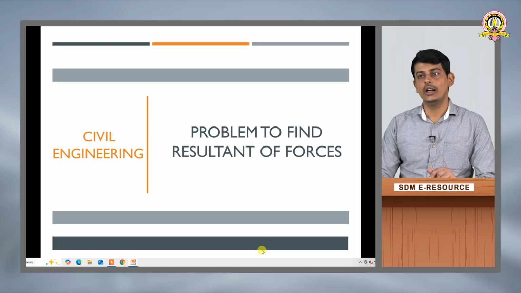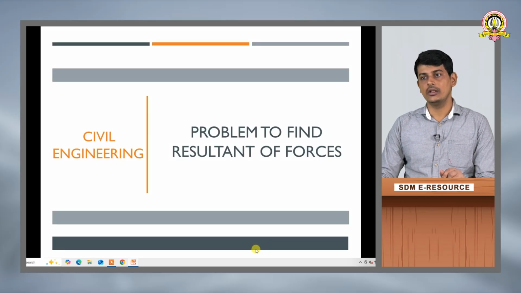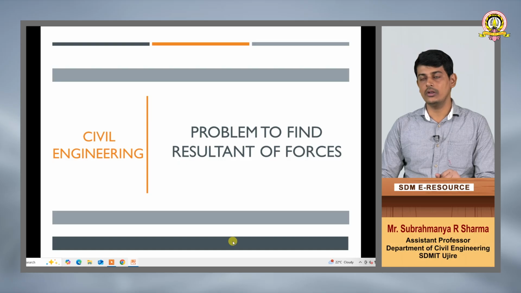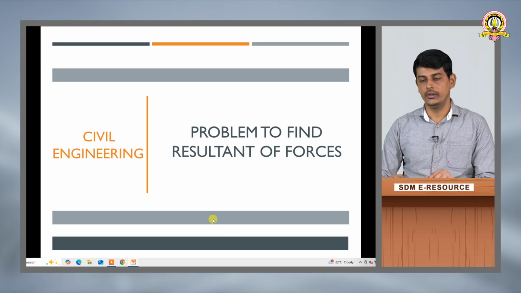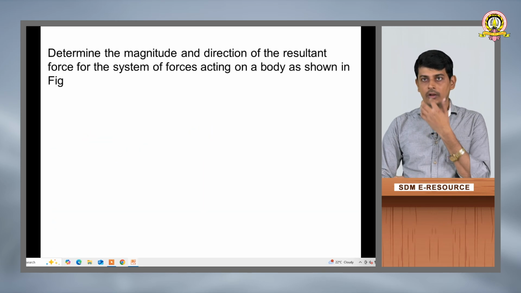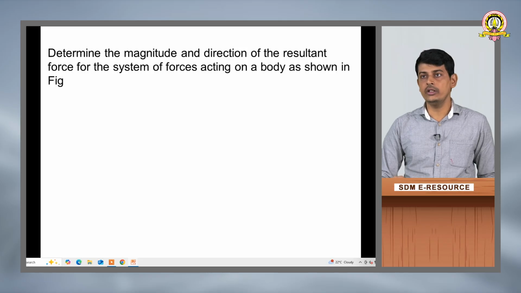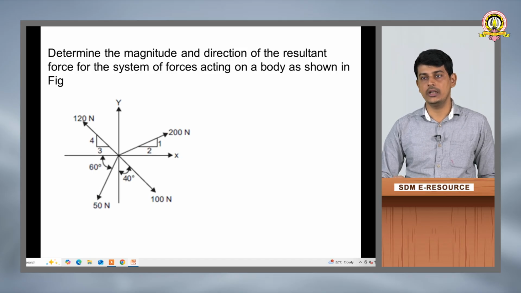Hi everyone. In this session, we will solve a problem to find the resultant of forces. In the previous session, we already discussed how to resolve forces and how to find a resultant. In this session, we will solve a numerical problem. The problem is to determine the magnitude and direction of the resultant of the system of forces acting on a body as shown in the figure. This is the problem statement, and they have mentioned the problem also.